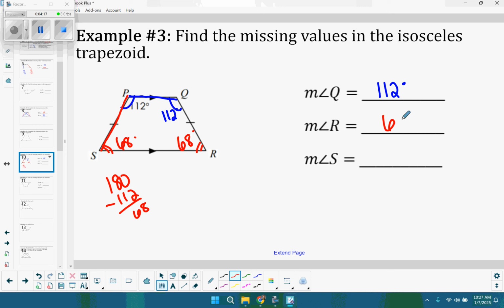For example 4, they want us to find the measure of angle R. So I need to decide, first of all, what kind of trapezoid is this? The legs are not congruent, so it's not isosceles. These two angles share a common leg, which means that they're supplementary.